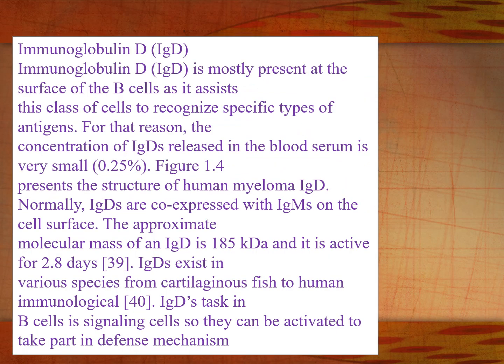Immunoglobulin D is mostly present at the surface of the B cells as it assists this class of cells to recognize specific types of antigen. For that reason, the concentration of IgDs released in the bloodstream is very small. Here is the structure of the human myeloma IgD. Normally, IgDs are co-expressed with IgM on the cell surface.